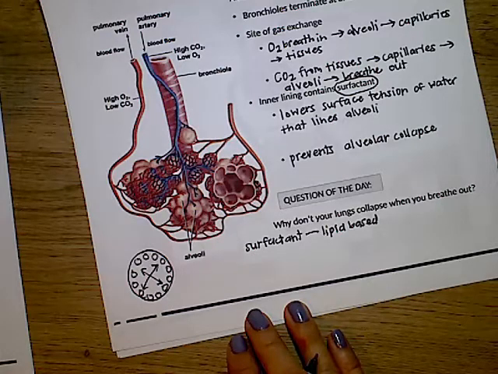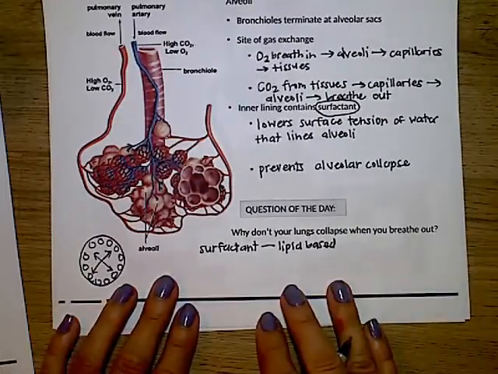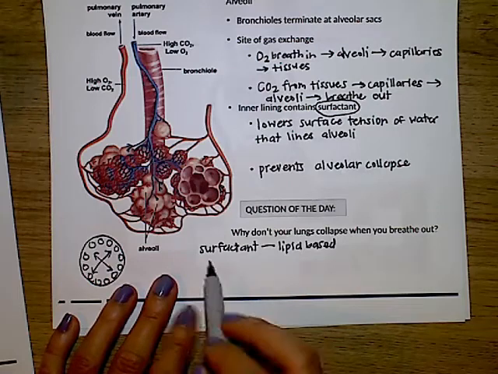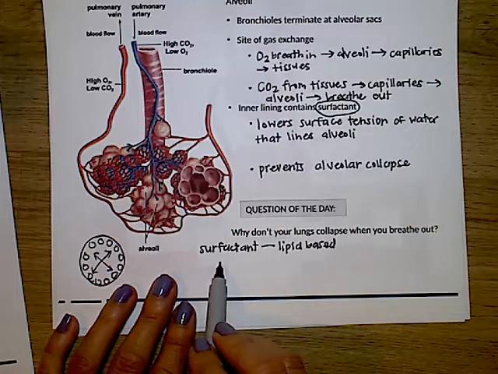Surfactant is formed later in gestation, so premature babies need ventilators that not only force open the alveoli, but add surfactant as well to help keep the alveoli from collapsing. Babies don't start developing their own surfactant until the very last part of the pregnancy. I think it's after about 36 weeks.